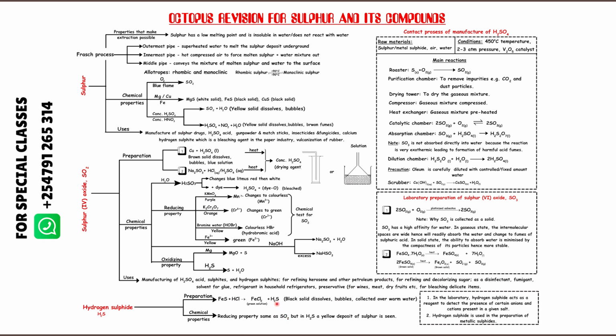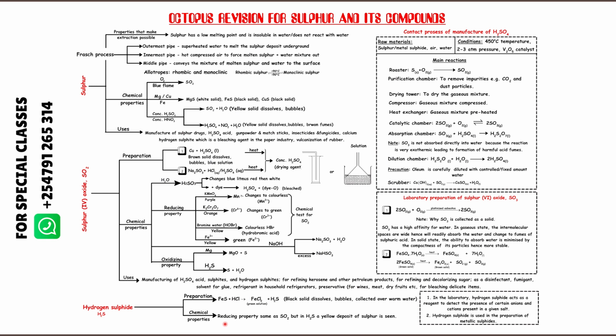Chemical properties, they are the same. Remember, we don't have to repeat again. The reducing properties are the same as those of sulfur oxide, but in hydrogen sulfide, a yellow deposit of sulfur is seen. So if you are asked what observation is made when you bubble hydrogen sulfide through acidified potassium manganate 7, you say the purple acidified potassium manganate 7 changes to colorless and a yellow solid is deposited. So here, the observation will just be the same.